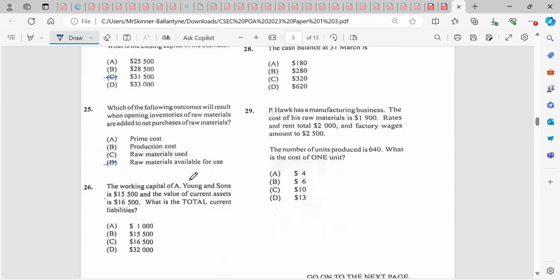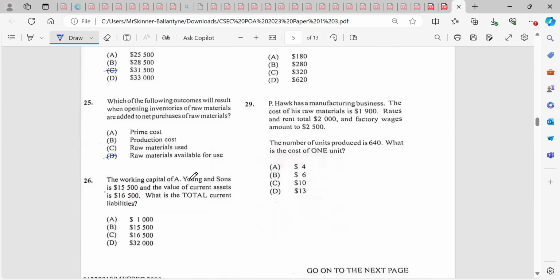Number 26. I didn't have to read the question. What's the answer? A. They said working capital is 15,500 and current assets is 16,500. What's current liability? The working capital formula is current assets take away current liabilities. 16,500 take away current liabilities is 15,500. It has to be A. It could only be 1,000, right?